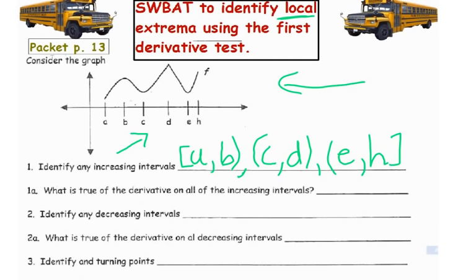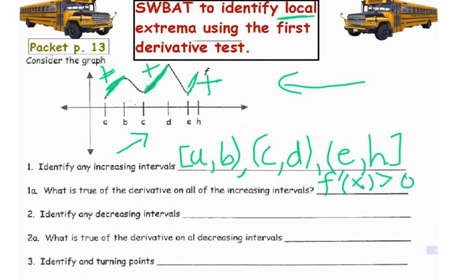1a asks, what is true of the derivative on all of the increasing intervals? Well, if you look at the first interval, I'm going to color in green to the best of my ability. So in these increasing intervals, you'll notice that the slope of the tangent lines in those regions is always positive. Therefore, we can say that the derivative on these intervals, f prime of x, is greater than 0, or you could write is positive.